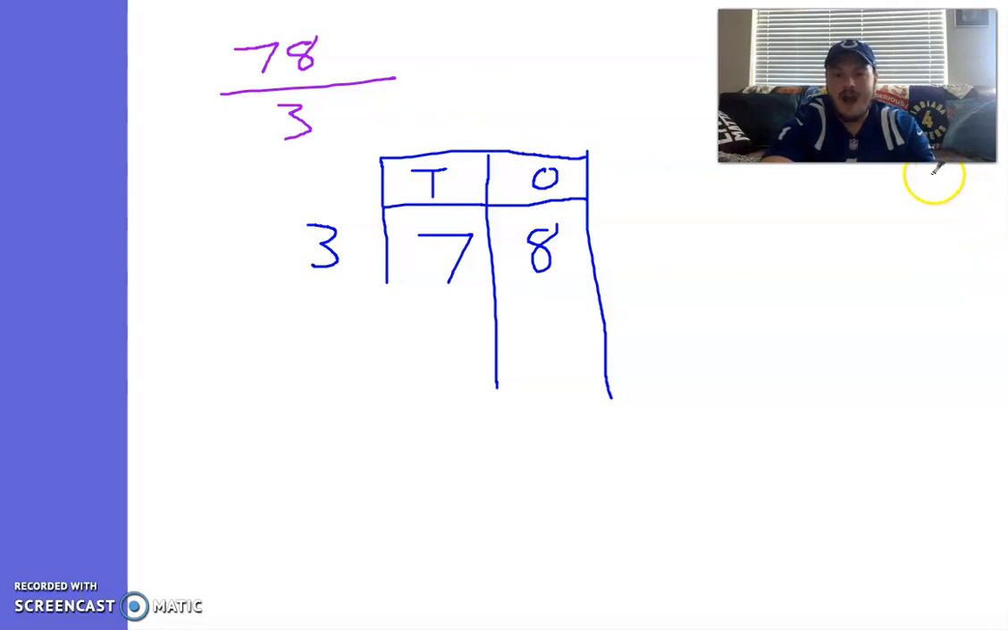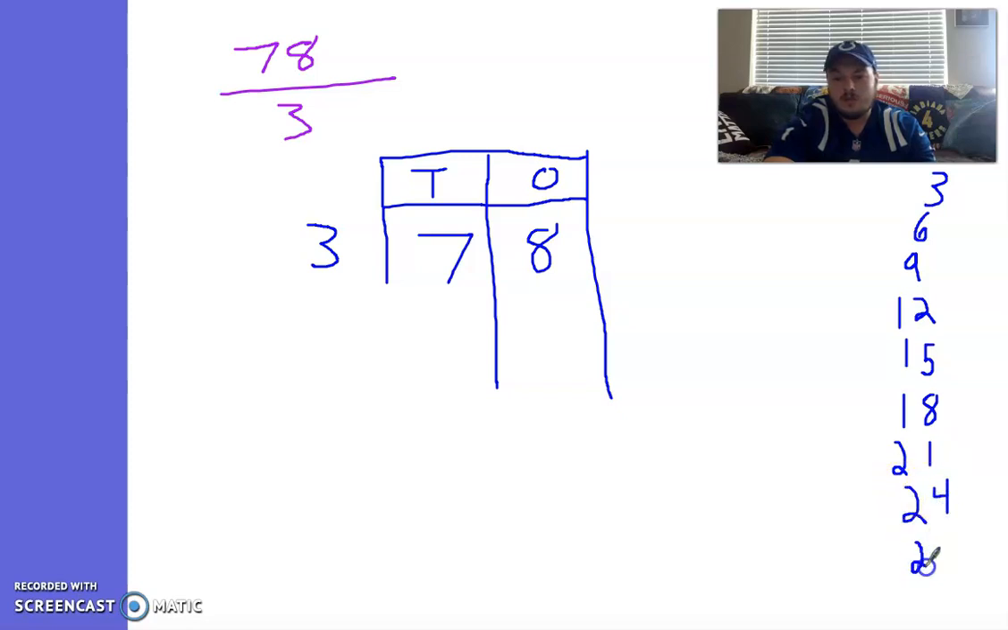That's just not possible. So I'm going to list my multiples: 3, 6, 9, 12, 15, 18, 21, 24, 27. I'm going to start with my steps. How many times can 3 go into 7? Well, let's look at our multiples. 1, 2, can't go 3 times because 9 would be too big, so it's only going to be 2 times.